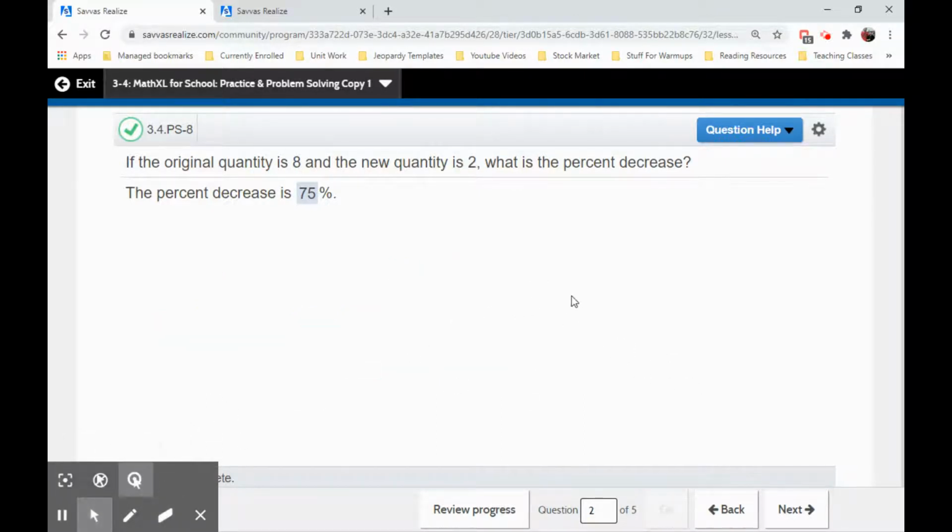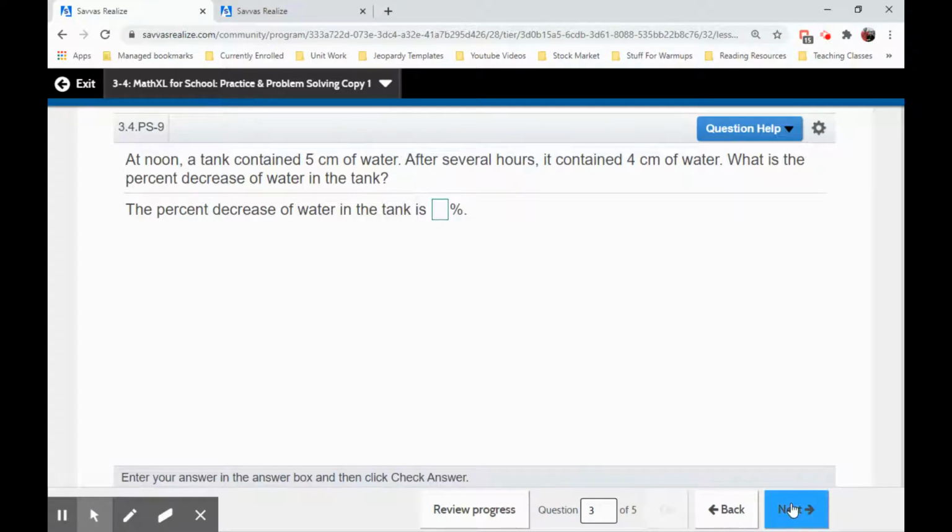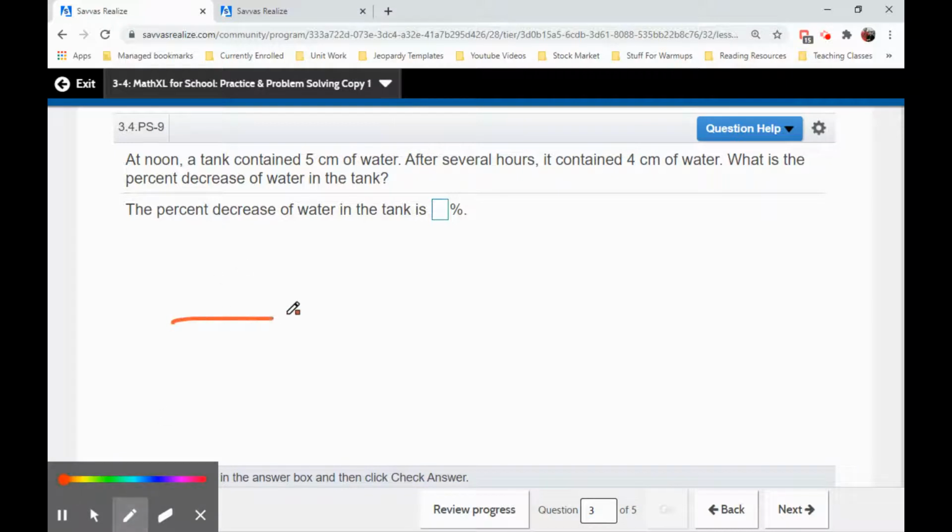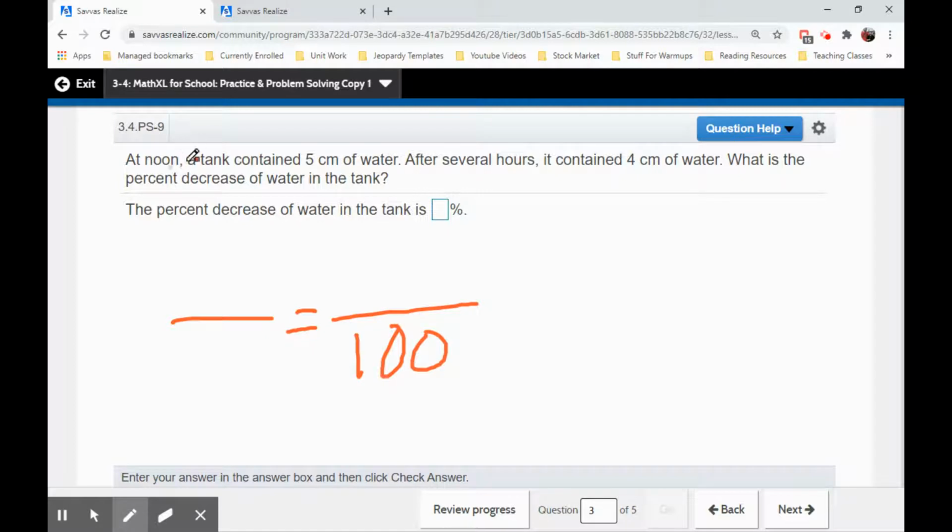The thing I love about these videos is that you can just pause and work through them, so I can go at any speed I need to. Before I even start, guys, I'm literally just going to start writing these out. It says at noon, a tank contained 5 centimeters of water. After several hours, it contained 4 centimeters of water. What is the percent decrease of water in the tank? The old value is at noon, and then after several hours, it decreased to 4. So we need to figure this out.